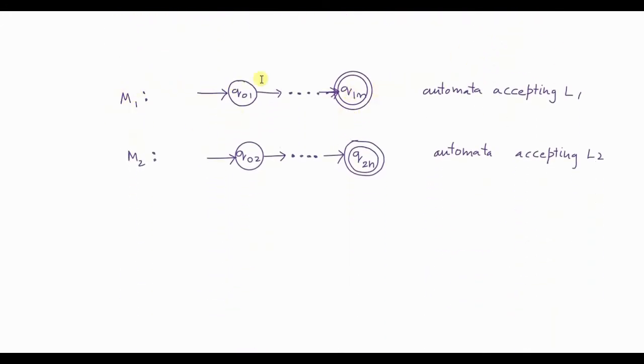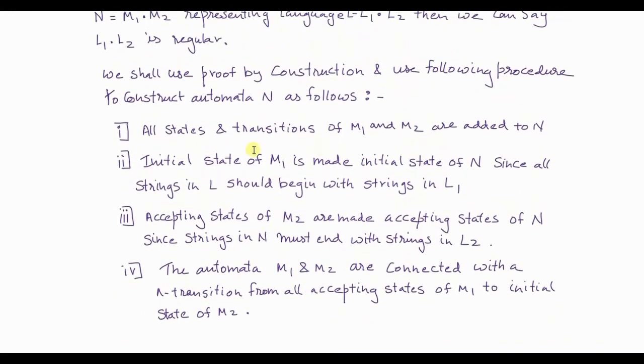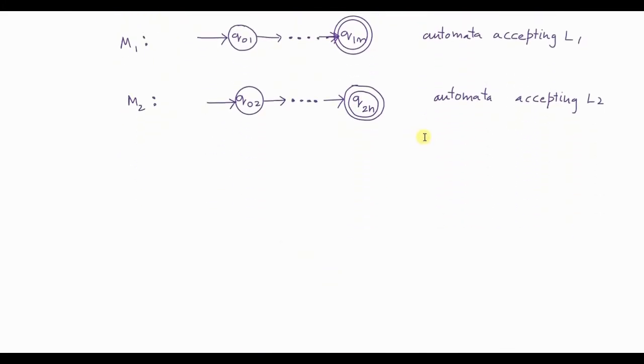Now let's assume that M1 is this automata which accepts L1, M2 is this automata that accepts L2. So as a first step, we are going to draw all states and transitions of M1 and M2 to be added to N. So let N be as follows.